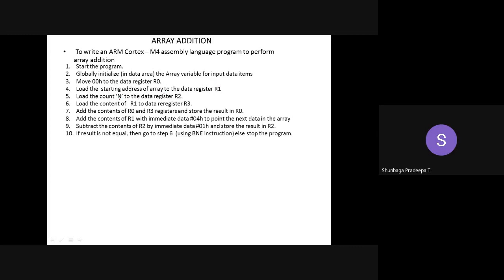Next, we have to load the count. We should know how many elements are there in the array. Only then we can perform the addition till then. So I'm using the count and I will be updating in the register R2. Next, we are reading the data from the R1 and I am taking it in the register R3. So the first data is now available in R3. The result sum is now available, cleared and available in R0.